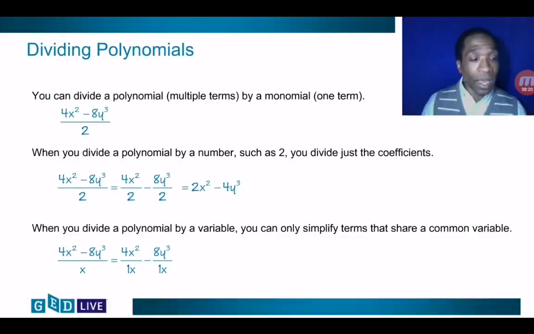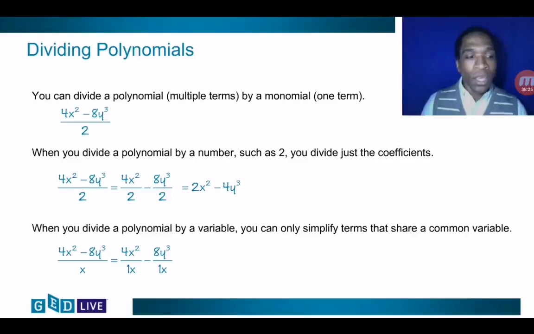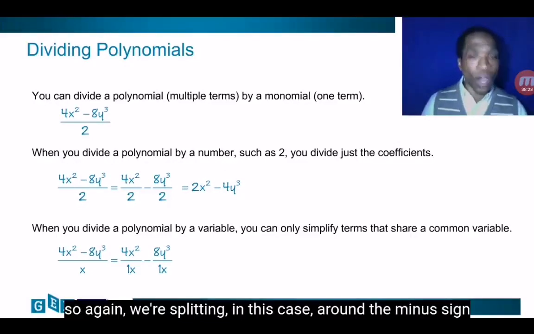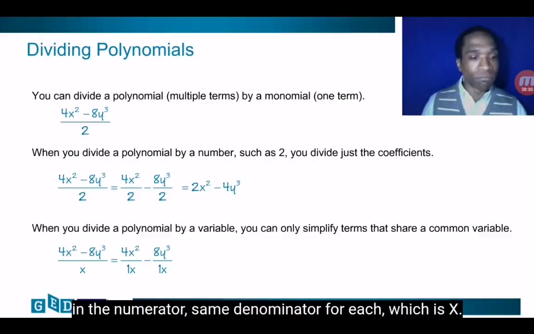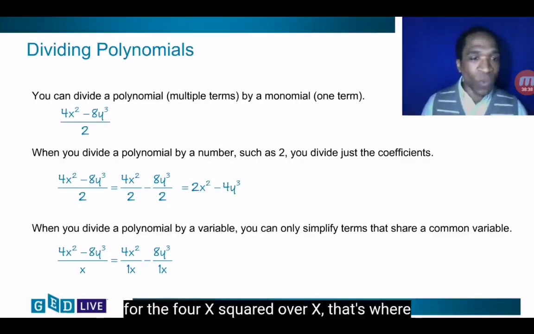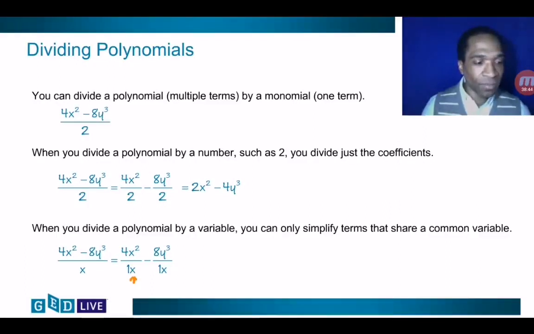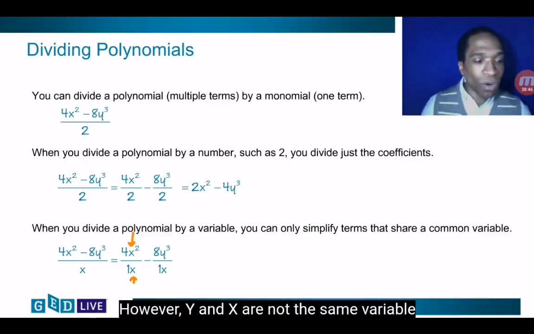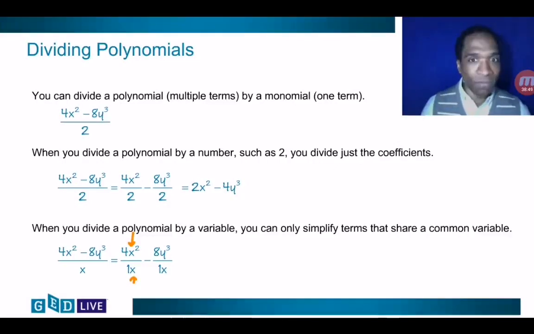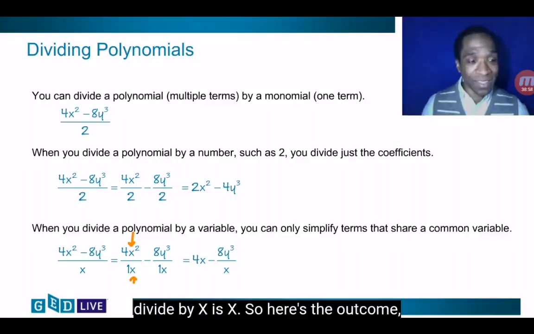Let's say we're dividing the numerator from before by the variable x. So again, we're splitting, in this case, around the minus sign in the numerator, same denominator for each, which is x. And then to get to the outcome, for the 4x squared over x, that's where we have the same variable, x here, x there. However, y and x are not the same variable, of course. So we can only divide the x's, and x squared divided by x is x. So here's the outcome.